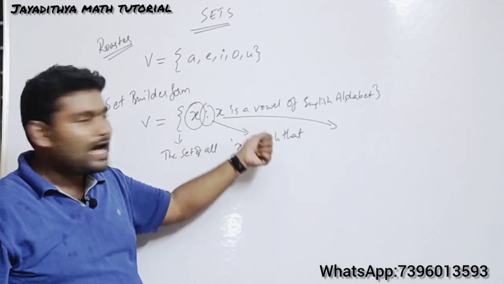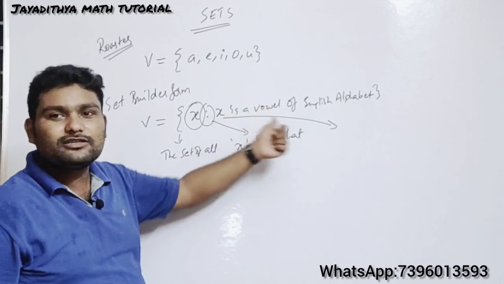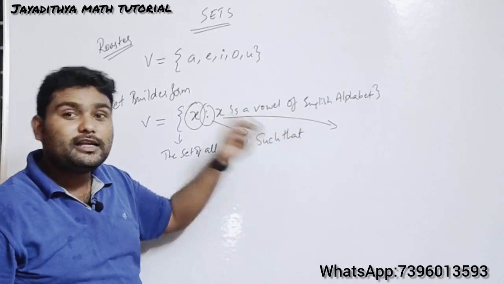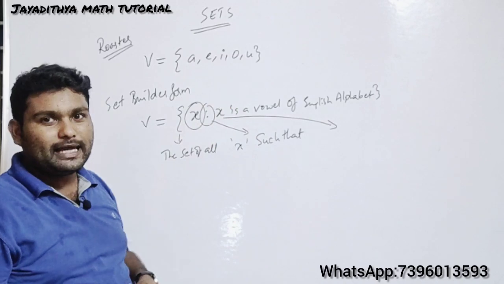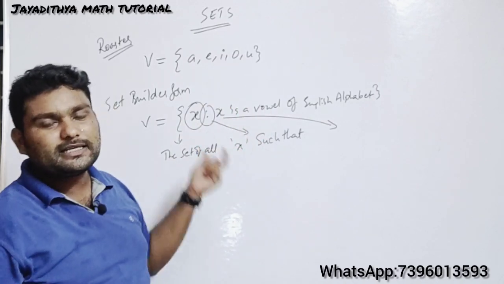Do you get S as an answer for this one? No. Why? Because S is not a vowel. T is also not a vowel. U, yes, U is a vowel, like that. So this is the common property you will be mentioning in the set builder form.